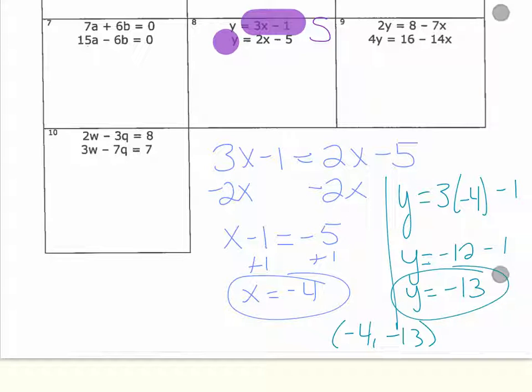So take some time and solve the rest of these. You can choose any method, like I said, and refer to the work that you did on the front side so you know which one to choose.